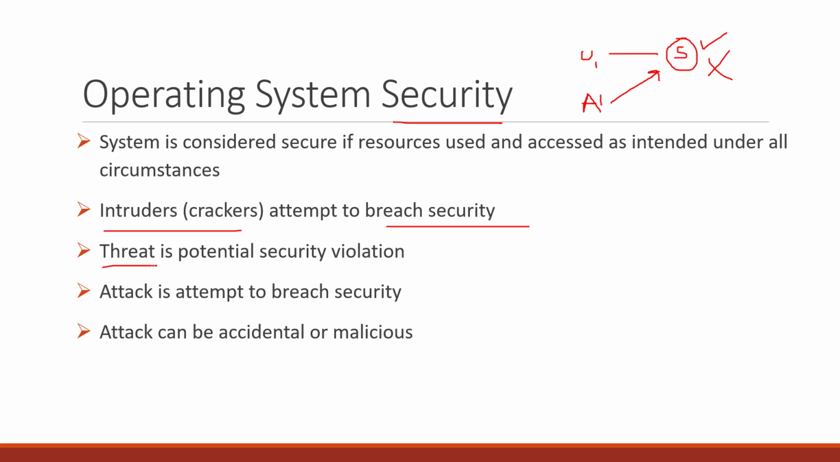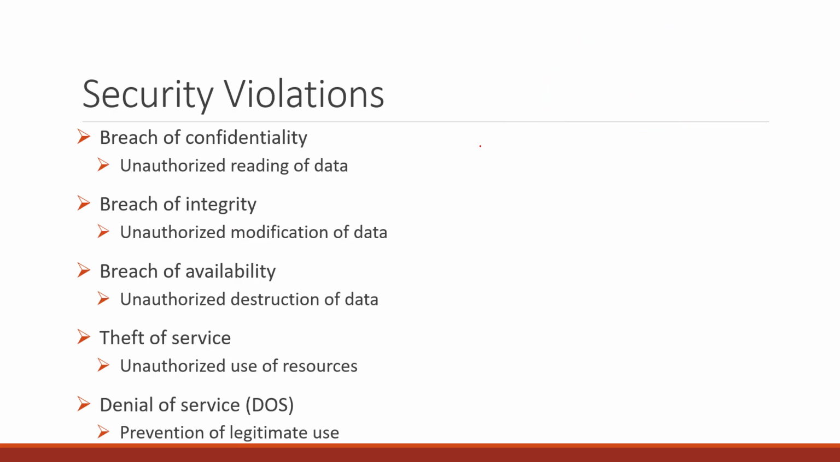Threat is actually a technical word, that is the potential security violation. If somebody is violating the security, which is happening in this case, this is called a threat, right? Now, attack is again the attempt to breach your security. If somebody is trying to attack it, then this is called an attack. Now, this attack can be accidental, it can be malicious. If this guy is intentionally doing it, it means that this is malicious. If it's accidental for some reason, these are called accidental, right?